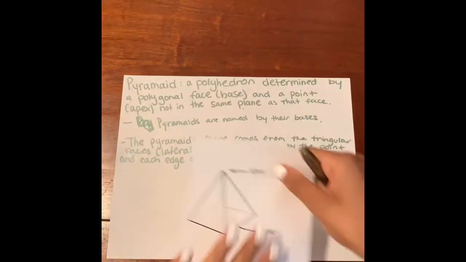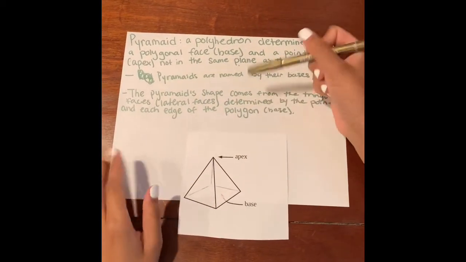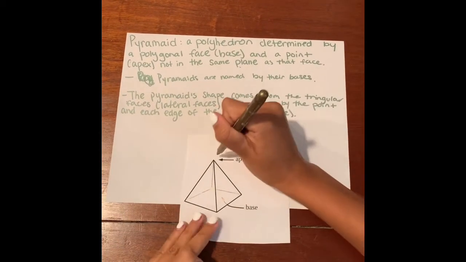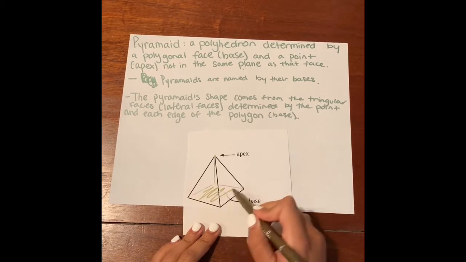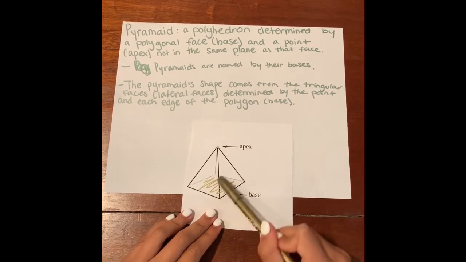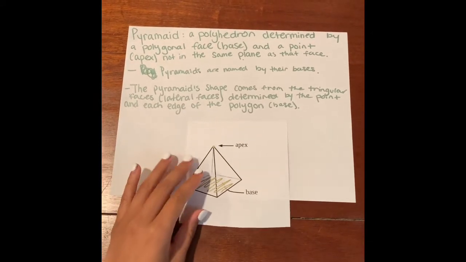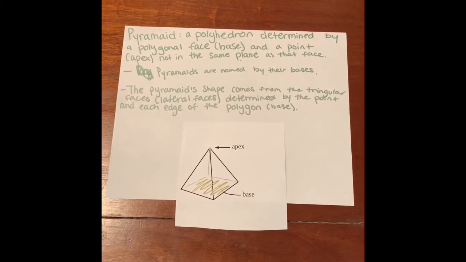So here we have a picture of a pyramid, and to do some vocab about the pyramid, the little tip point up here is called the apex, and then obviously this little shape right here is the base. So every time you're looking at pyramids, try to determine the base and the apex, which is pretty simple since there's only one top and the base is pretty straightforward.